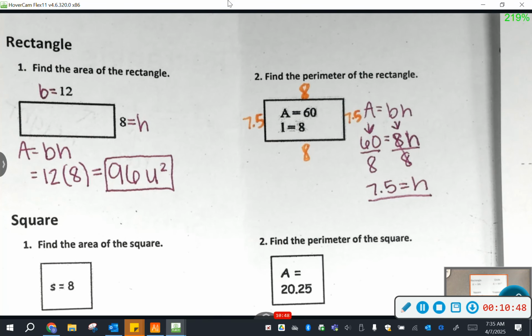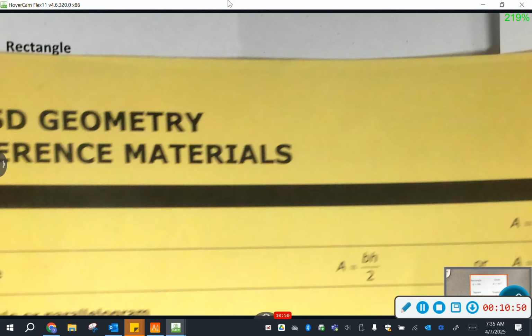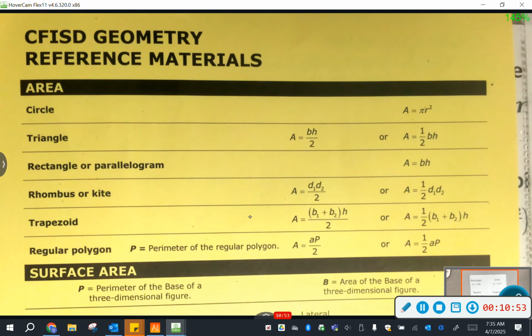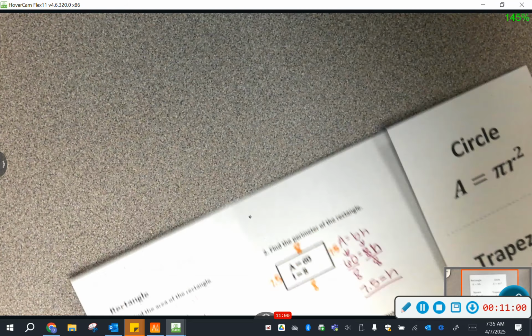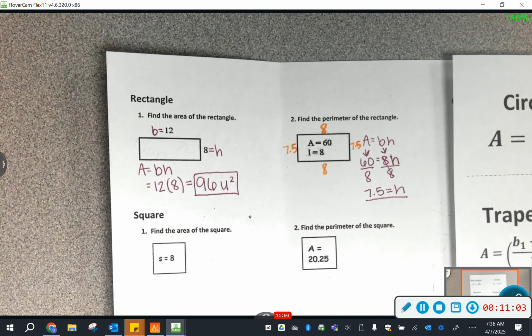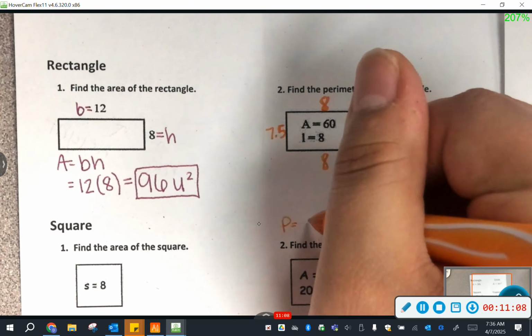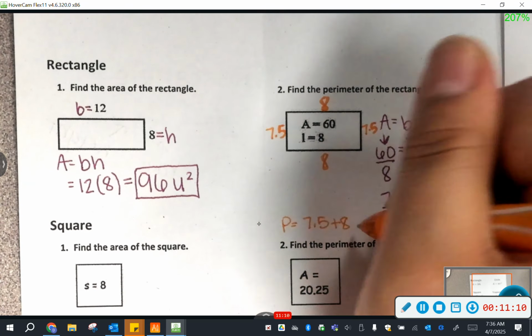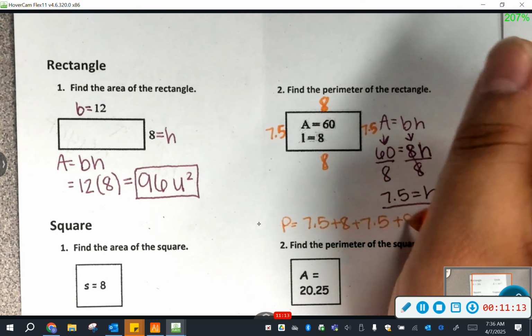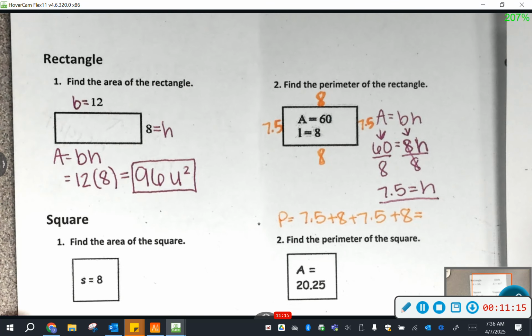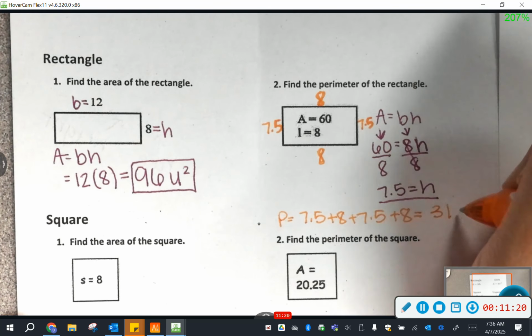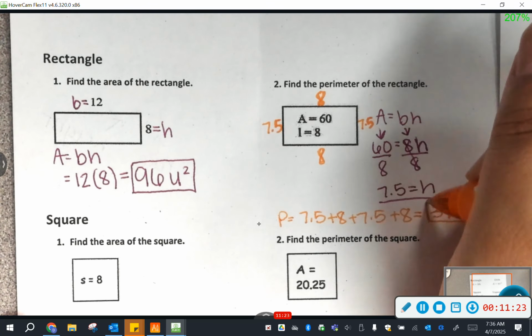By the way, on this test, I will be giving you this formula chart. It's the same formulas, but it does not have perimeter anywhere. Nope, no perimeter formula. All right, so I'm going to add them all together. So 7.5 plus 8 plus 7.5 plus 8. I saw some of y'all do it in the calculator. What did y'all get? 31? So this is going to be just 31 units. No squared because it's perimeter.